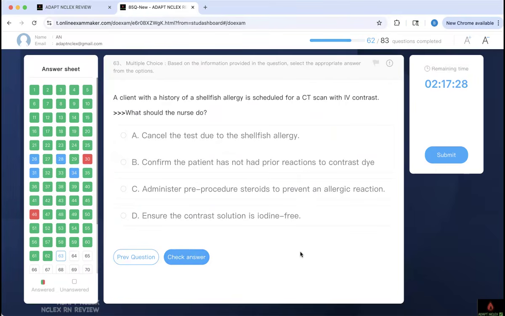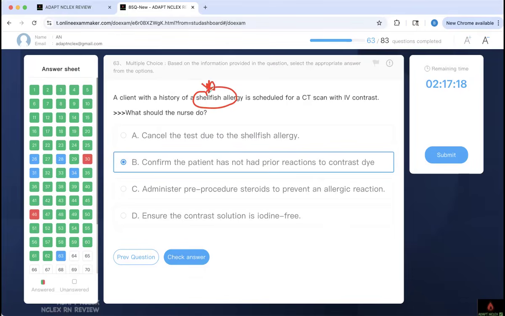What is the priority? I can tell you B is the right answer because this is a trap. Even though we mentioned shellfish, it's not needed. I don't care if you have shellfish, but they're still going to get what? Contrast. So assess for contrast allergy. That's more a priority than canceling the test. You can't do that, you have no authority. Administer a pre-procedure steroid? We don't know if they are allergic to what? Contrast. The shellfish allergy, we don't care.